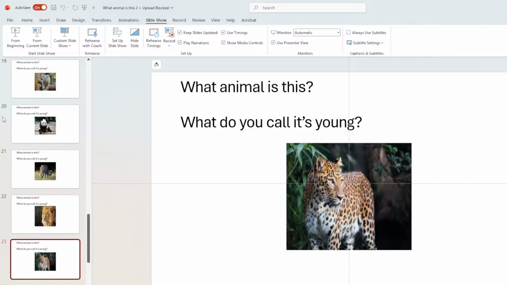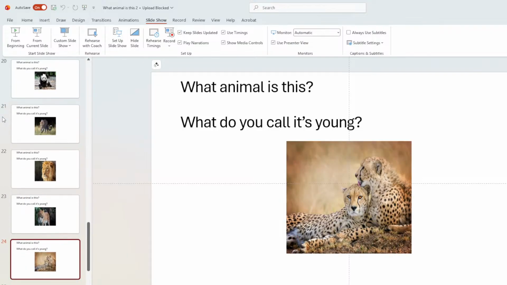And the young one of a tiger again is known as a cub, because obviously we are still in the lion family. And we have that. Now look at the new one. What do we call that animal that is now on your screen?